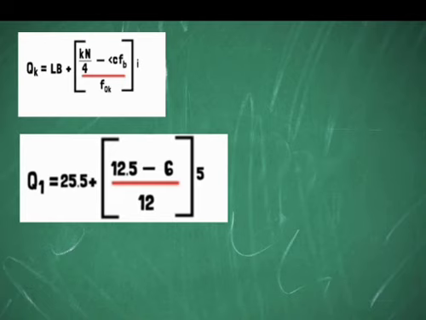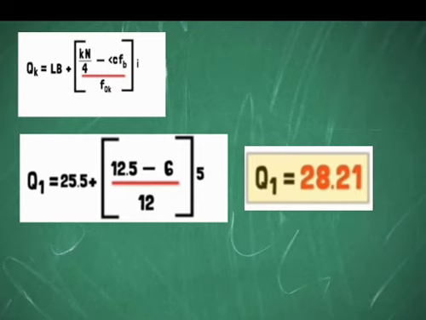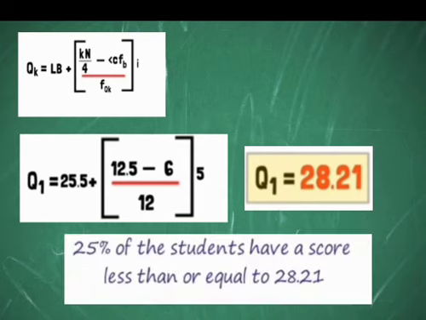Substituting these values, it will give us Q sub 1 is equal to 25.5 plus the quantity 12.5 minus 6 divided by 12 times 5. Simplifying it further, it will give us an approximate value of Q sub 1 equals 28.21. If we interpret the answer, 25% of the total number of frequency has a score less than or equal to 28.21.